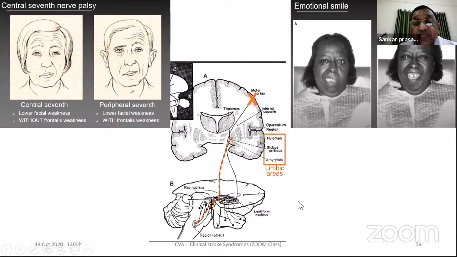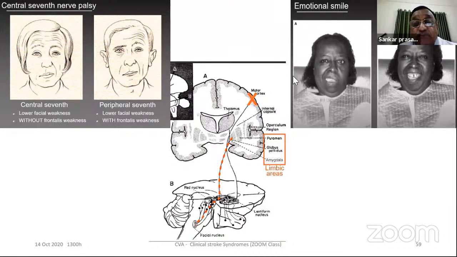Not only that, the emotional aspects of the putamen, globus pallidus, and amygdala also send impulses to the facial nucleus, and those are different from the motor inputs coming to the facial nucleus. So an individual who has a facial palsy can smile fully in emotional circumstances. If this is disturbed, then it is called emotional facial palsy, where you are not smiling.